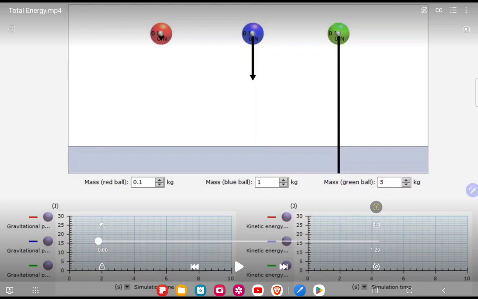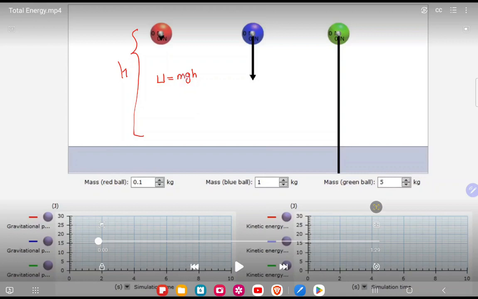In this model, we have three different balls. The red one with mass 0.1 kilogram, the blue one with mass 1 kilogram, and the green one with mass 5 kilograms. We drop all the balls from the same height. Now, the potential energy, as we mentioned before, is equal to mgh. So U equals mgh. The potential energy depends on the height itself and on the mass. Since they all have the same height, the only crucial parameter here is the mass of the object.